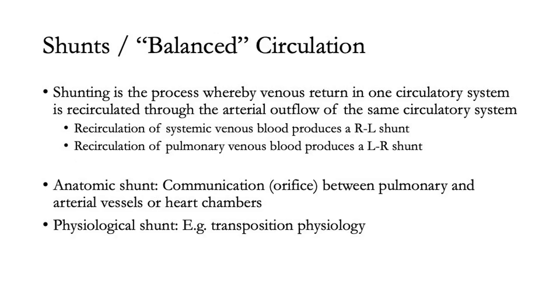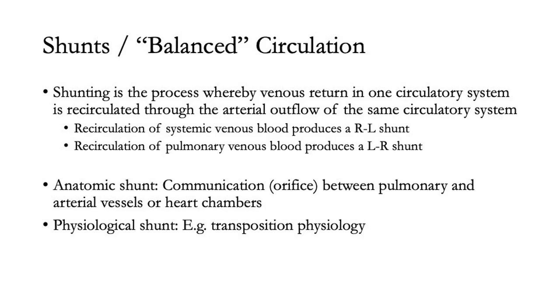Shunting is the process whereby venous return in one circulatory system is recirculated through the arterial outflow of the same circulatory system. The primary goal in the management of children with shunts is to balance the pulmonary blood flow, or QP, and systemic blood flow, or QS, and achieve a QP over QS ratio close to 1:1. Recirculation of systemic venous blood produces a right-to-left shunt, and QP over QS is less than 1. Recirculation of pulmonary venous blood produces a left-to-right shunt, and QP over QS is more than 1.